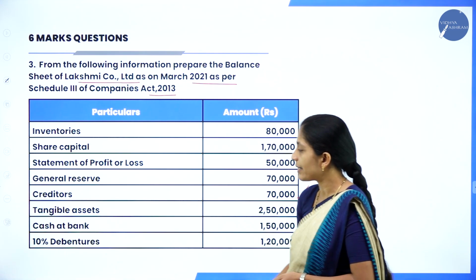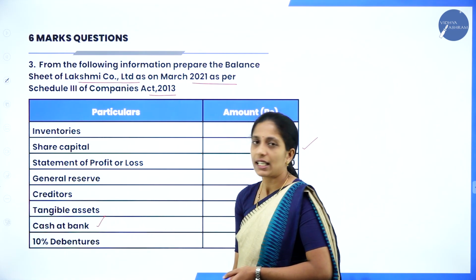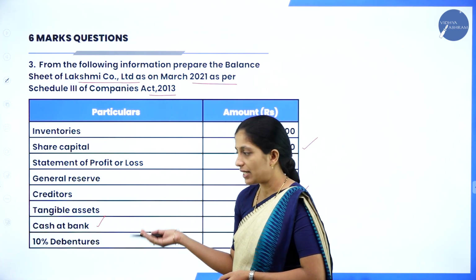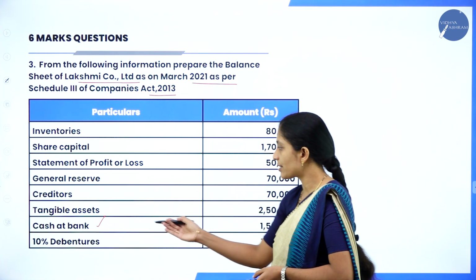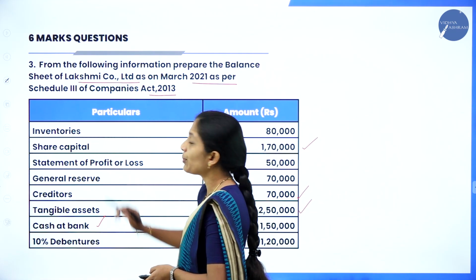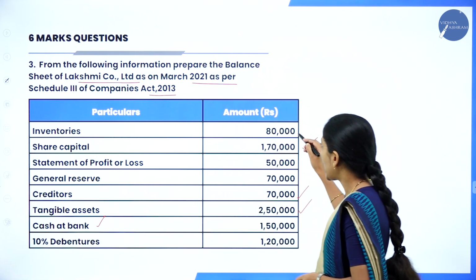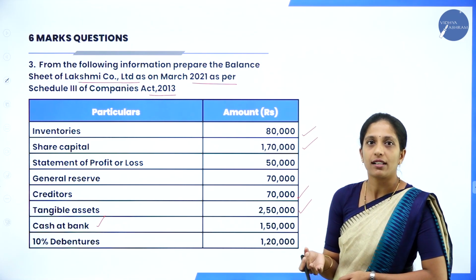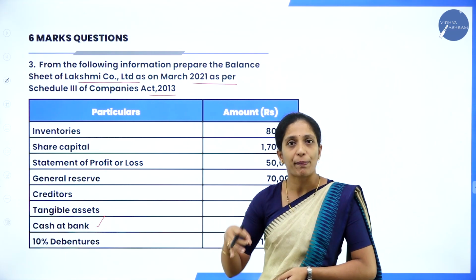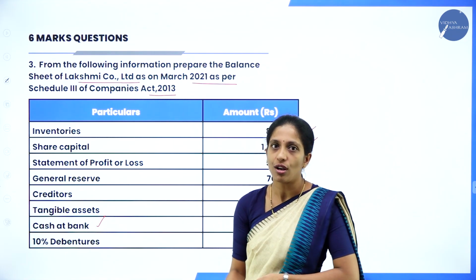Let us see what are the current assets they have given. Cash at bank, it comes under cash and cash equivalents. Since it is only one, you can write it directly. Cash and cash equivalents, direct amount 1,50,000. And the other current asset is inventories, 80,000. Since there is only one item under each note, there is no need to prepare a note, or if you prepare a note and write, that is also fine.